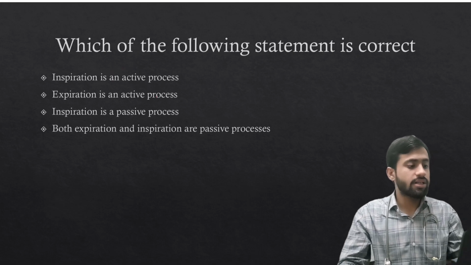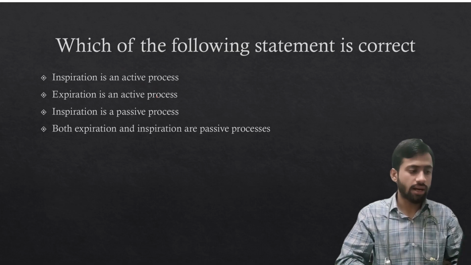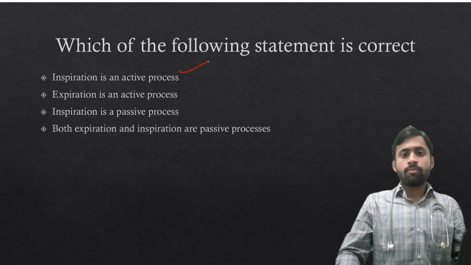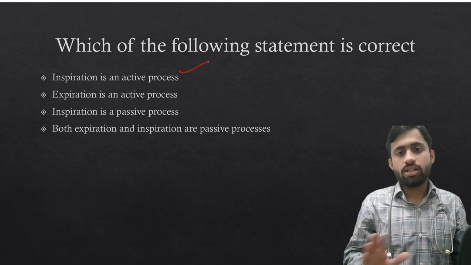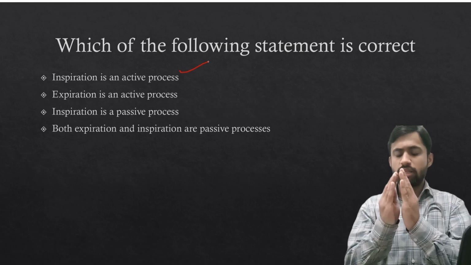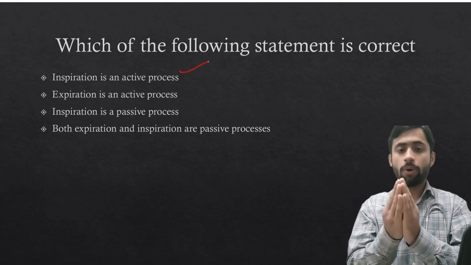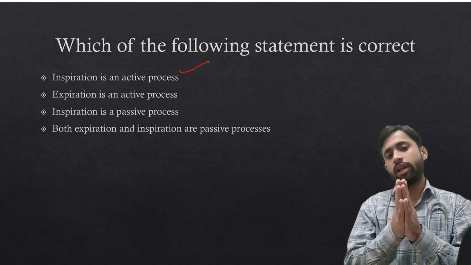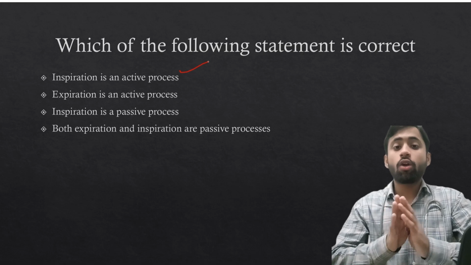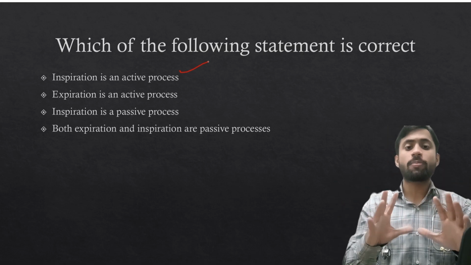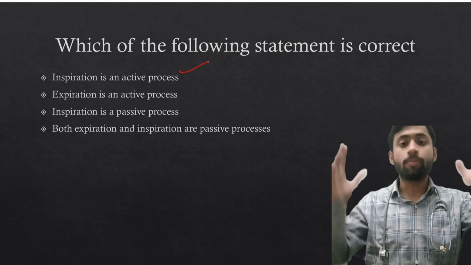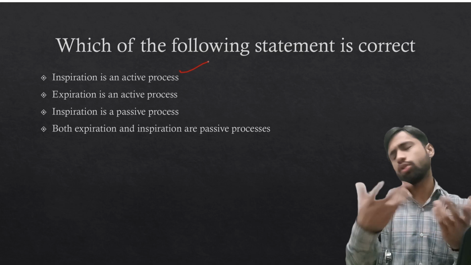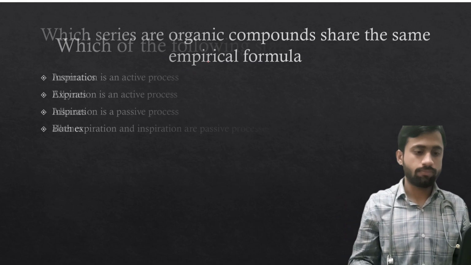Which of the following statements is correct? Inspiration is an active process. Expiration is an active process. Inspiration requires energy, but exhalation does not require any energy. Why? Because lungs are elastic organs. You have to use energy to expand the lungs, but the recoiling is automatic. You need to apply some energy to inflate a balloon, but you do not need any energy to exhale that air out. So you can take the example of a balloon.